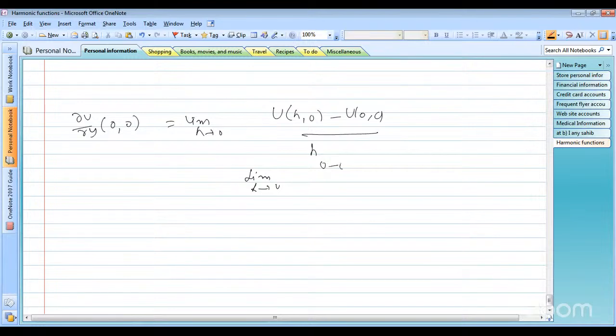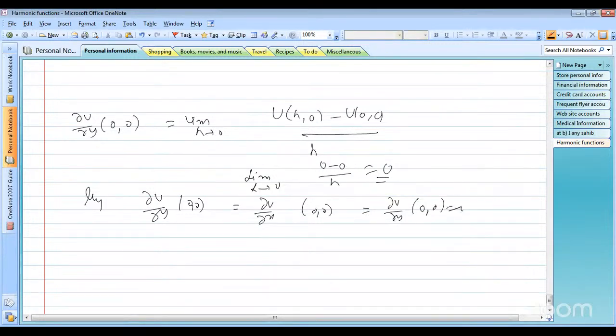Limit of (0 minus 0) by h is equal to what? The value is 0. Similarly, ∂u/∂y at (0,0), then ∂v/∂x at (0,0), and that is the same as ∂v/∂y also at (0,0). Applying the same values here, the Cauchy-Riemann equations are satisfied at (0,0). But f is not differentiable. So we can show here that f is not differentiable at 0.